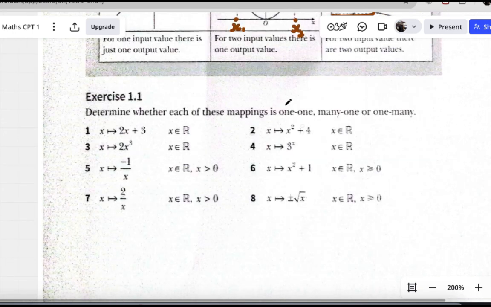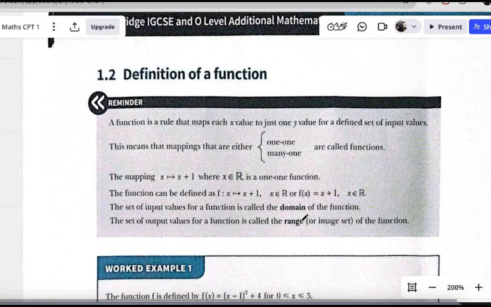The symbol for a function, apart from writing f of x, can also be written as x maps to. Definition of function, section 1.2. So when do we know that a given mathematical expression is a function or is not a function? A given mathematical or algebraic expression is only a function when it's one-to-one or many-to-one. Those are the only two scenarios. But when it's one-to-many, it's not a function.